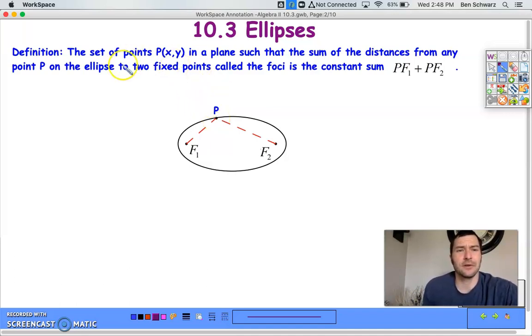So the definition for an ellipse is a set of all points P on a plane, so we're talking about all the points on the ellipse, such that the sum of the distances from any of those points, like a point P on the ellipse, to two fixed points called the foci is a constant sum of the two distances. So basically what it's saying is any point on this ellipse, if you add the distances from the two foci, that's going to be the same value no matter what point you have on the ellipse.